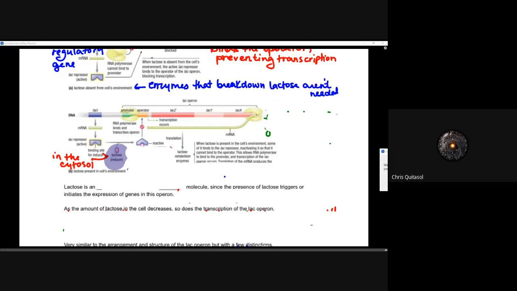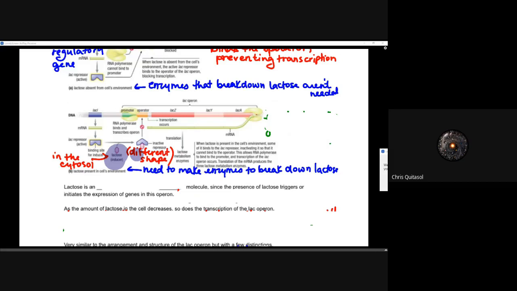And that lactose, if you take a look at the lac repressor that binds to the operator that prevents that transcription of that gene sequence, that lactose fits nicely into that lac repressor. So when that lac repressor is active and binds to that operator region to prevent the promotion of that transcription of those genes, that lactose comes in, binds to the lac repressor, and it changes the shape of that protein or that enzyme sequence.